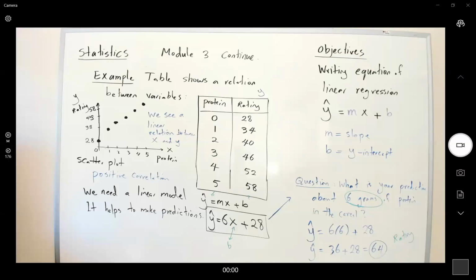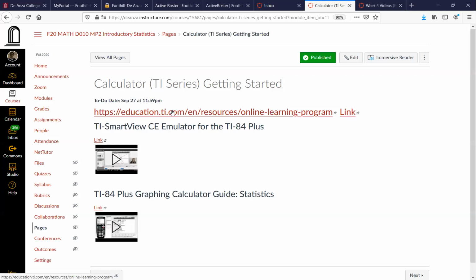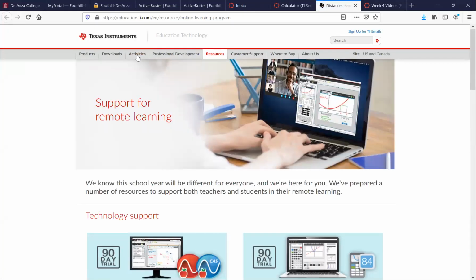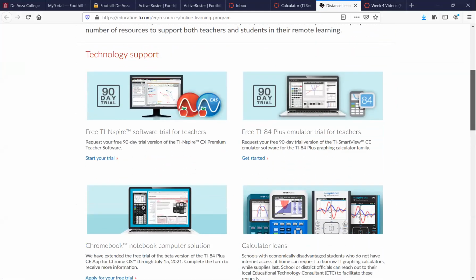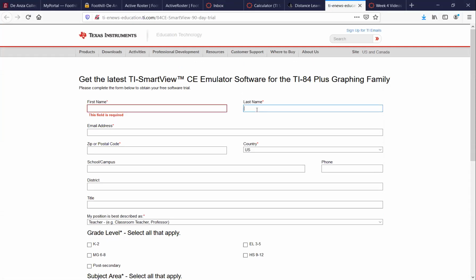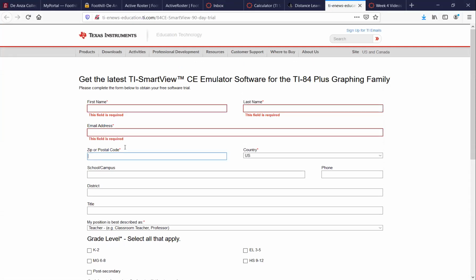Okay, guys, now I'm going to show you how to use your calculator. First, you need to download the calculator by going to the website education.ti.com/ti80ti. So this is the website. Now you need to click on 90-day trial, get started. Enter your information: name, last name, email address, zip code.